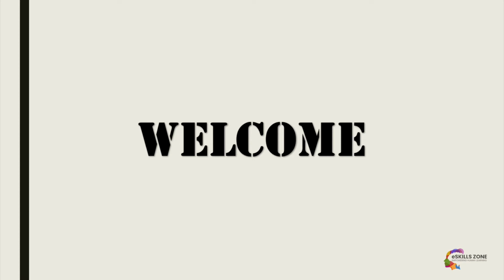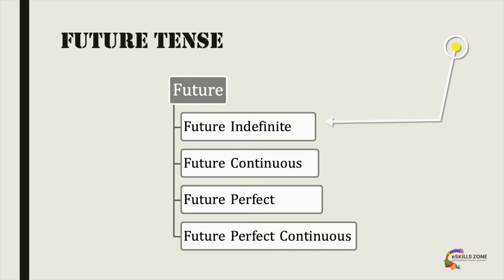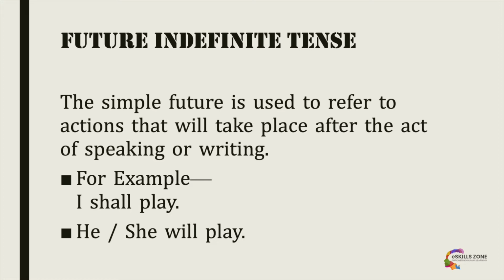Today in this video, we will learn future indefinite tense. So let's look at the definition of future indefinite tense. The simple future is used to refer to actions that will take place after the act of speaking or writing. For example, I shall play, she will play, we will go to market, they will eat, they will go to sleep.